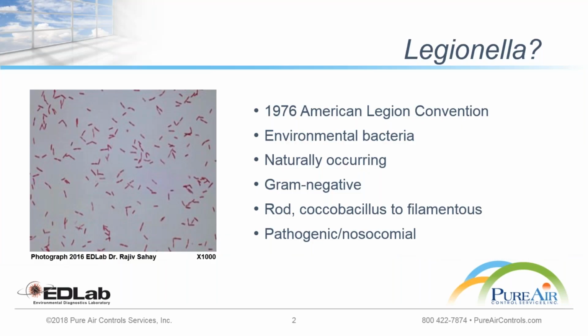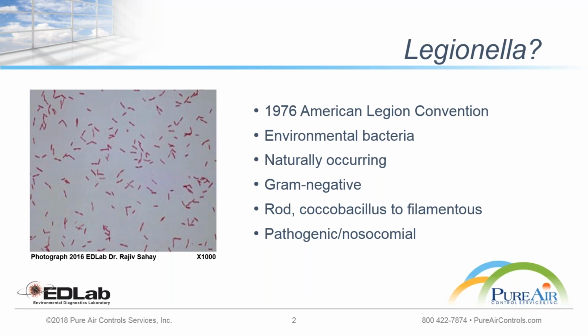So let's go ahead and start and talk about Legionella. What is it? It is an environmental bacteria that occurs naturally in the environment, indoor environments, outdoor environments, and it was first discovered in 1976 during the American Legion Convention when many people were sick and many actually died from this bacteria.